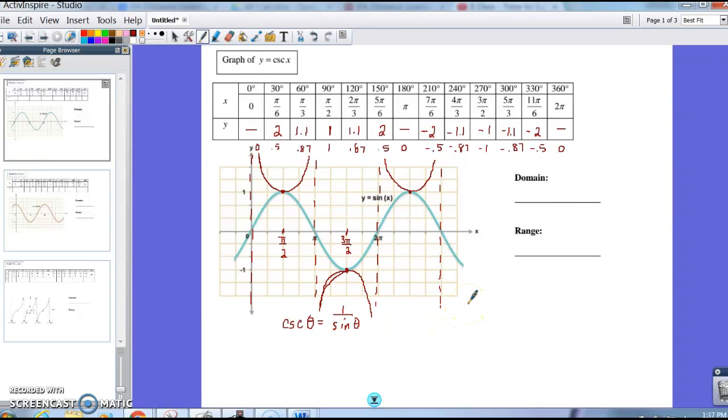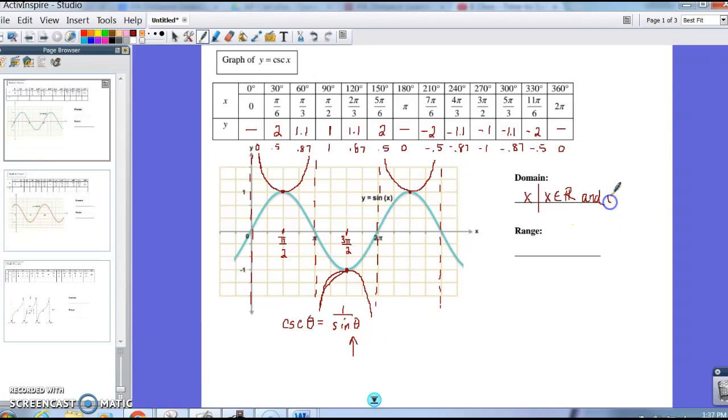If we talk about the domain, all of the possible x values that you could plug in to y equals cosecant x, remember that the sine curve was a nice continuous curve. There weren't any breaks. It was very fluid. The cosecant, because it's 1 over the sine, creates breaks in the graph itself. So our domain is that x can be anything except, so we can say this means x can be anything. That's an R.